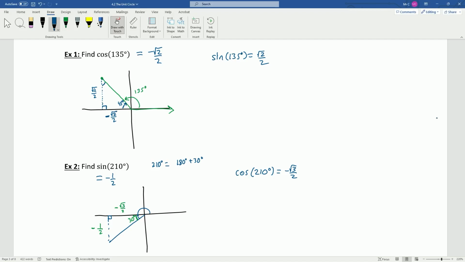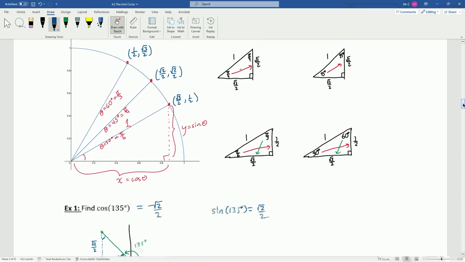So again, never once did we look at a unit circle diagram. That wasn't relevant here. All we had to know was these two triangles, right? Across from pi over 6 is 1/2, across from pi over 3 is root 3 over 2, and across from pi over 4 is the square root of 2 over 2.